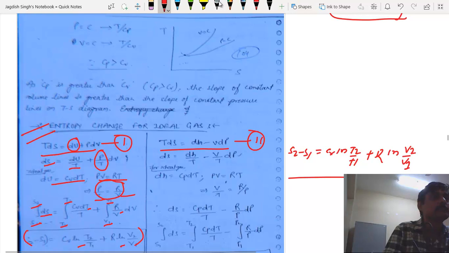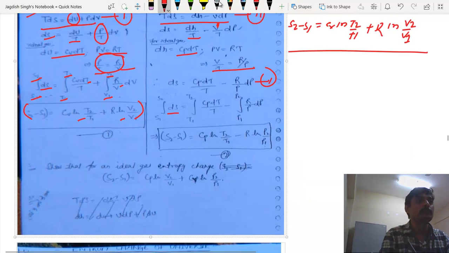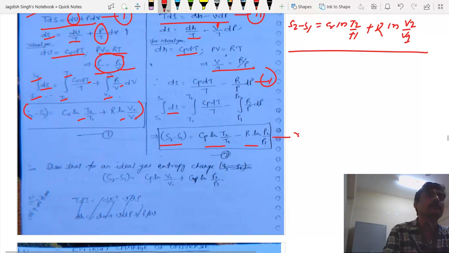TdS is equal to dh minus vdp. Therefore dS is equal to dh by T minus v by T dp. We know that dh is equal to Cp dT and v by T is equal to R by p. Simply we have to put this in the equation. Therefore dS is Cp dT by T minus R dp by p. Simply we have to integrate this one. So finally, after integrating, S2 minus S1 is equal to Cp ln T2 by T1 minus R ln P2 by P1. This is another equation.